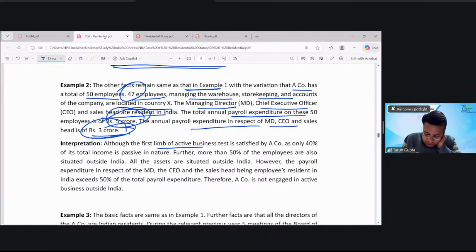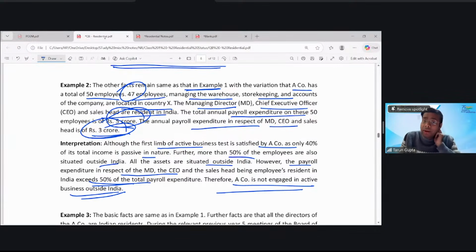The first condition of the active business test is satisfied as only 40% of total income is passive. Further, more than 50% of employees are outside. All the assets are outside. The first, second, and third conditions are satisfied. However, the payroll expenditure in respect of the MD, CEO, and sales head exceeds 50% of total payroll expenditure. Therefore, A company is not engaged in active business outside India.